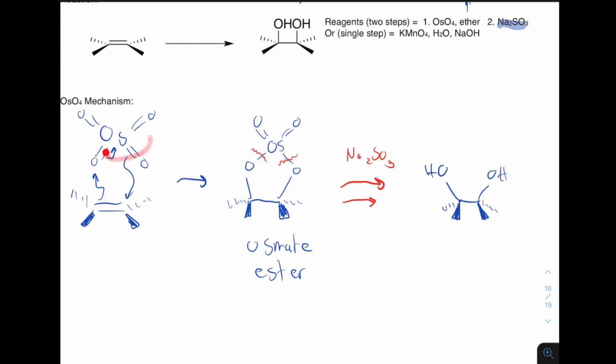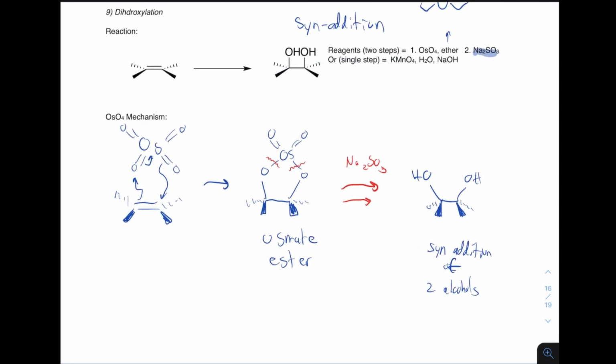And again, this comes from the osmium adding to the same side of the alkene, and then when it breaks, the alcohols stay on the same side. So we get this syn addition of two alcohols, as opposed to, from the last video, the epoxide opening, that was anti-addition. This one is syn addition. So that's the big key here: if you want to do syn addition of two alcohols, use dihydroxylation, and if you want anti-addition of two alcohols, use that epoxide acid catalyzed ring opening.